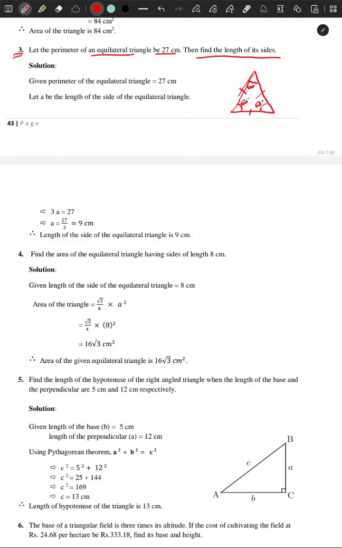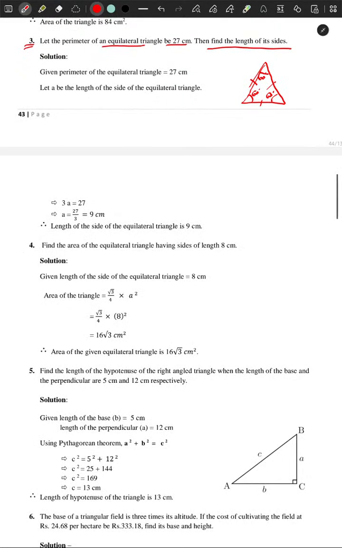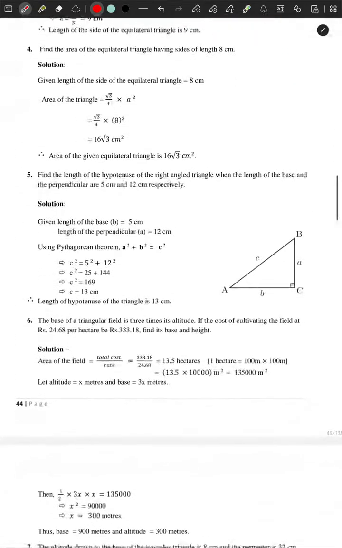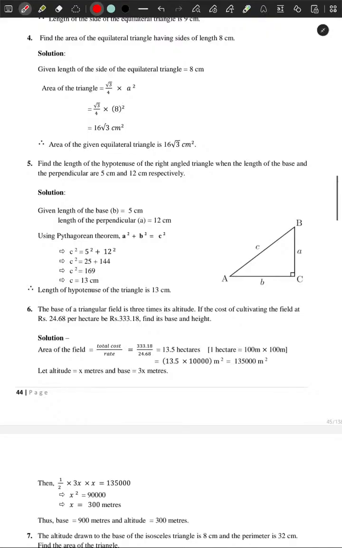So here it is provided that the perimeter is equal to 27, so 3a equals 27, a equals 27 by 3, which is 9. So each side is 9 cm. Let's move to another question.